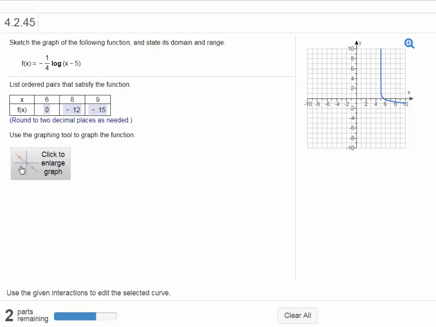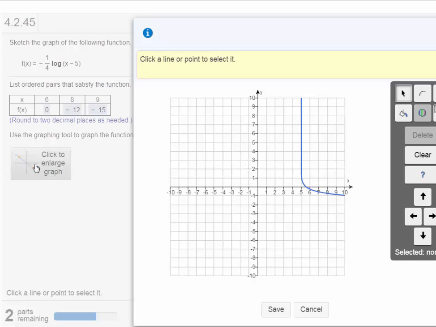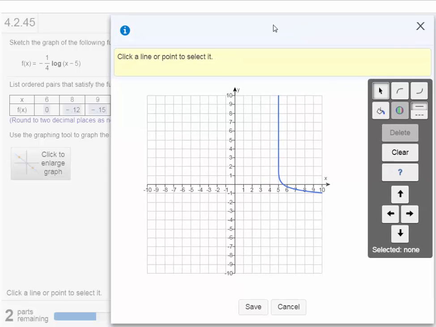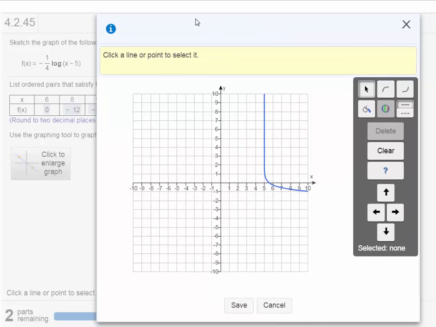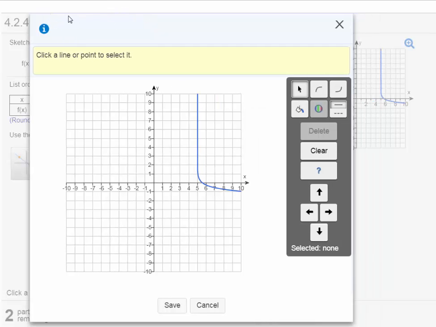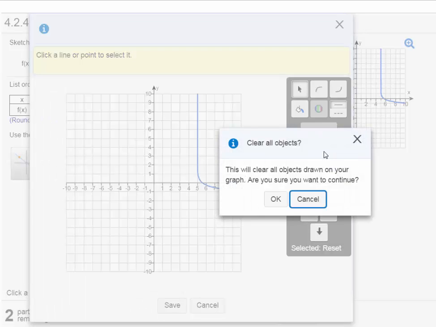So if you look right here where it says click to enlarge graph, we're going to click inside this box to sketch this graph. Okay, there is a graph already here, but this graph does not go through the point 6, 0, which is the x-intercept. So we're going to clear this graph. I'm going to click here where it says clear. This will clear all objects drawn on your graph. Are you sure you want to continue? Okay.